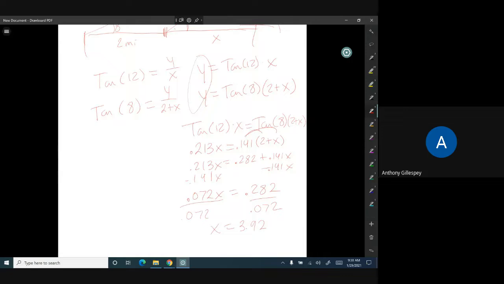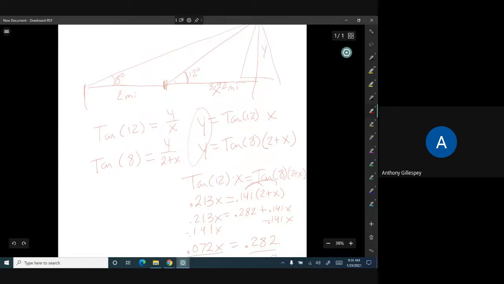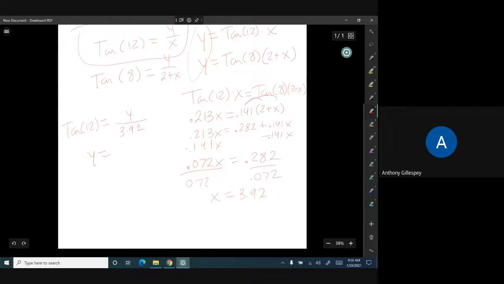What is that? That's this. That's the distance you were from the mountain. Yeah? 3.92 miles from the mountain when you measured it. That's not what y is. We want to know how tall the mountain is, right? So how do we solve for that now? We plug it in here, right? The tangent of 12 is equal to, we don't know y, but we do know x, 3.92. So y is going to equal the tangent of 12 times 3.92.